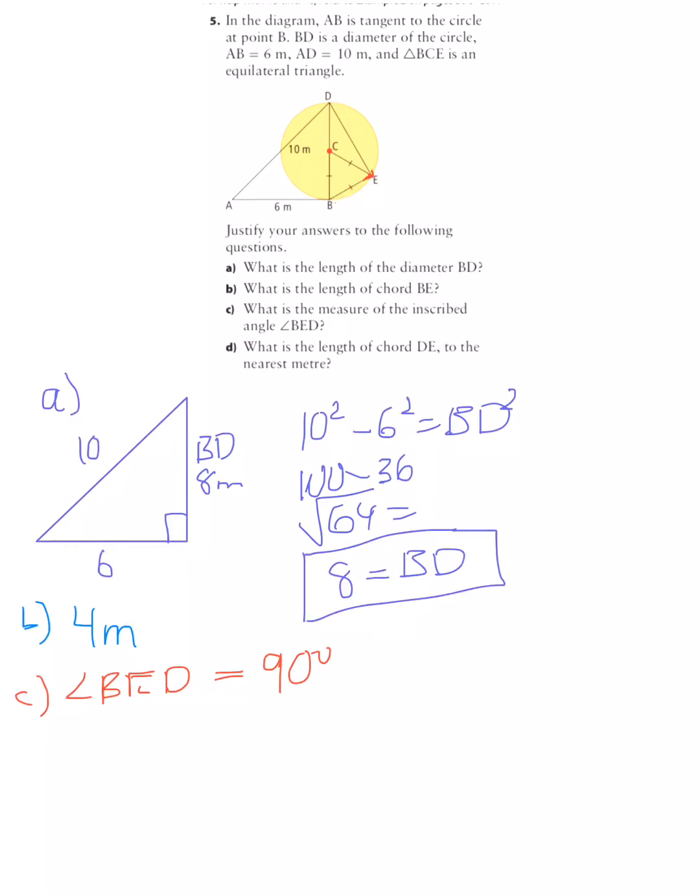Now, I want to just be very clear. This entire angle is 90. Okay, so like this shape here gives you 90. And I realize that it's split up, but it's asking for that. And I think it's going to ask us for one more length here. So it says, what is the length of chord DE to the nearest meter? So now we have another triangle that we have to sort of use to solve this.